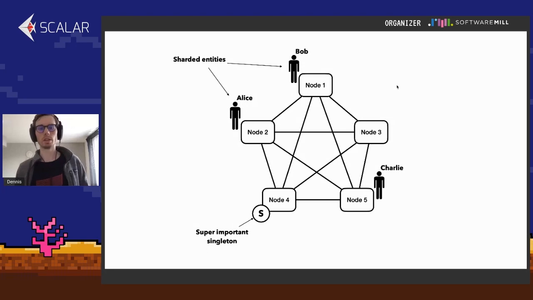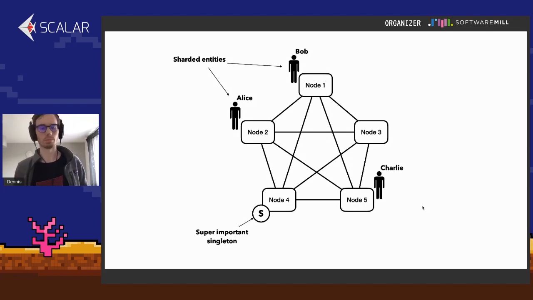So we have this cluster here. This is the base cluster I'll use as an example for the rest of the presentation. So we have a 5-node cluster. We have one super important singleton here, node 4, that does something important. I don't know what. And we have 3 sharded entities, Alice, Bob, and Charlie, that represent the user. Could be, I don't know, their bank account or some user information or anything.